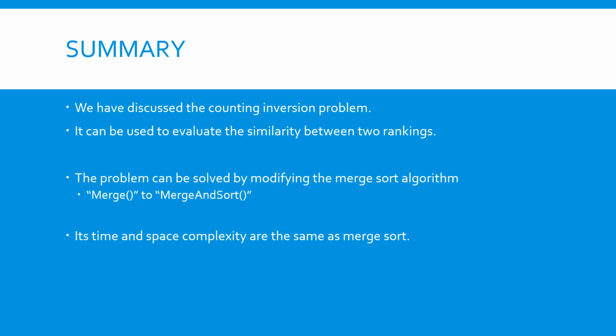In summary, we have discussed the counting inversion problem and provided a divide and conquer solution in this video. Essentially, we modify the merge step of merge sort such that it can merge the 2 input partitions and count between partition inversions at the same time. The resulting algorithm runs in O(N log N) time and O(N) space.